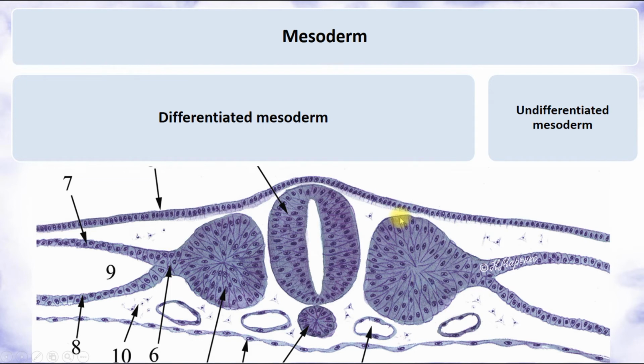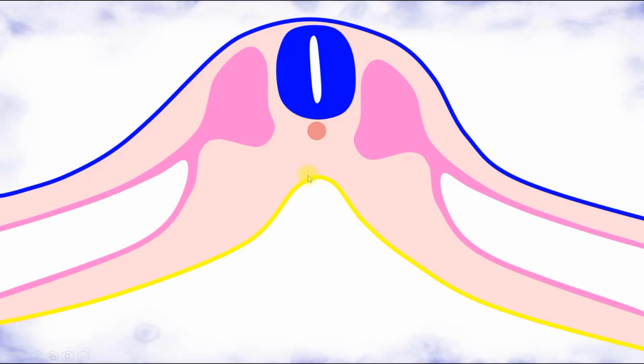And the third embryonic layer is mesoderm. Mesoderm fills the space between ectoderm and endoderm, and it has differentiated and undifferentiated parts. Here we can see dense structures in dark pink shades. They show differentiated mesoderm. It includes paraxial, intermediate, and lateral mesoderm. And undifferentiated mesoderm is mesenchyme, which fills the spaces between all other structures.